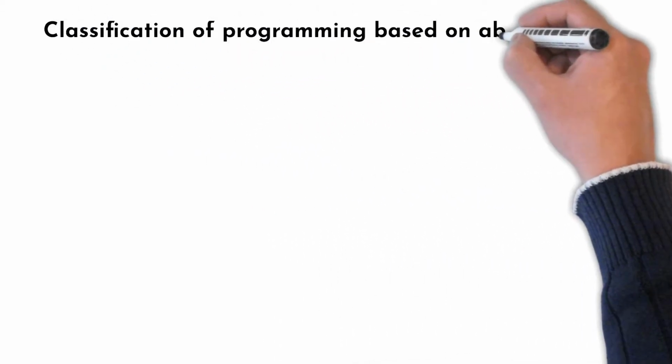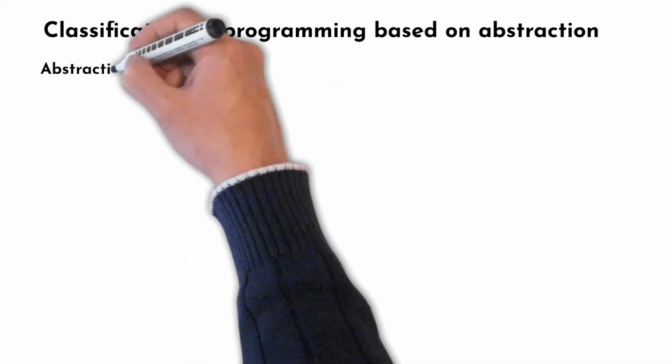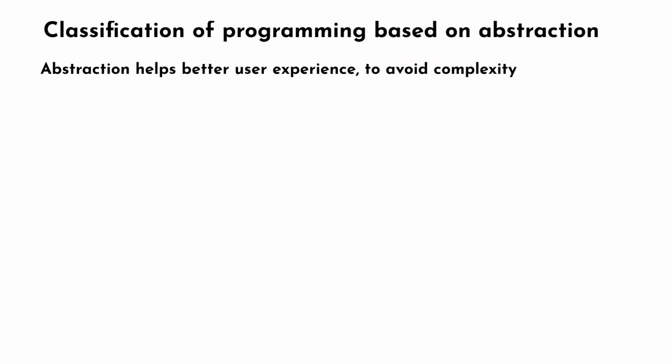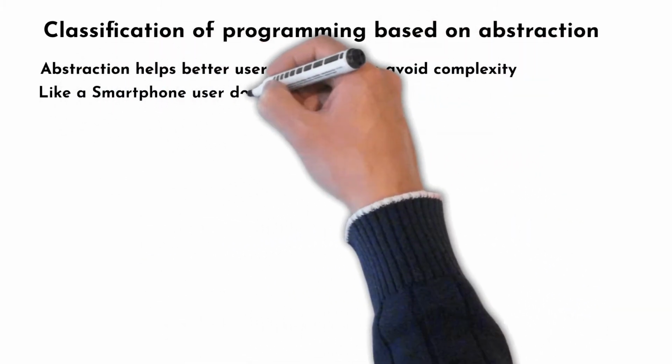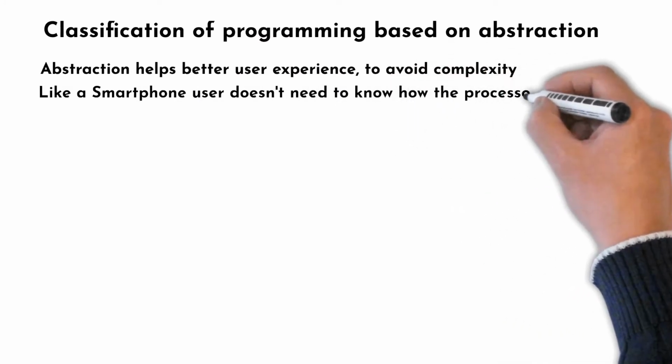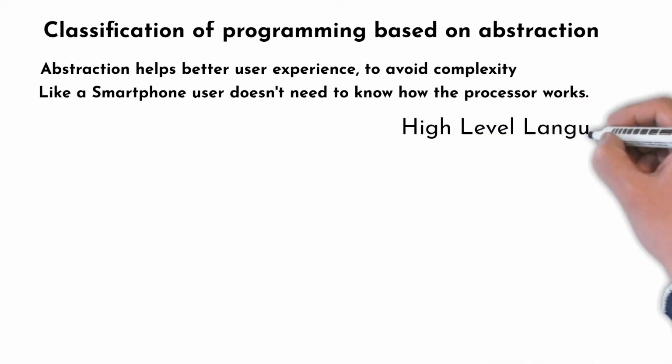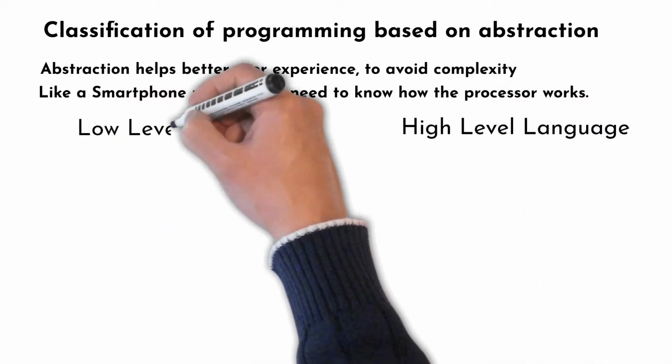Programming has different levels of abstraction to reduce the complexity for the programmers. Abstraction is nothing but data hiding, just like a driver doesn't need to know how the engine works. Based on the levels of abstraction, programming languages can be classified into two: high-level and low-level languages.